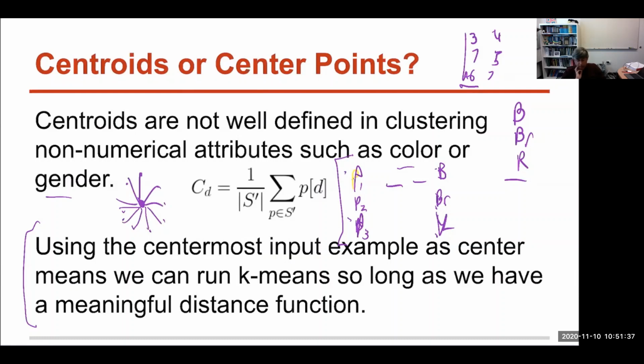If I have a distance function on points where I have categorical data, then by just doing a distance computation between all pairs of points in a partition, I can find which one is the centermost. And I will use that as my representation for the cluster, even though it is not a geometric point. Any questions about that?